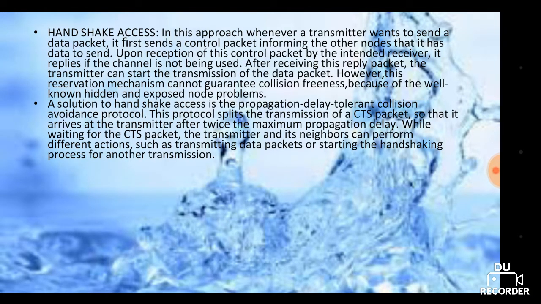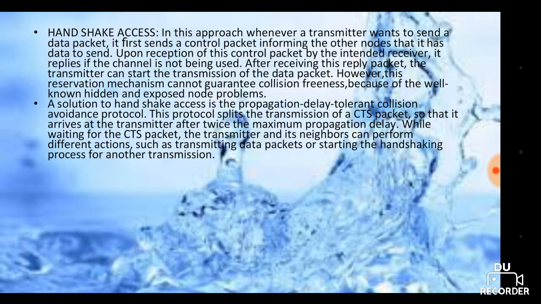Handshake access. In this approach, whenever a transmitter wants to send a data packet, it first sends a control packet informing the other nodes that it has data to send. Upon reception of this control packet by the intended receiver, it replies if the channel is not being used. After receiving this reply packet, the transmitter can start the transmission of the data packet. However, this reservation mechanism cannot guarantee collision freeness because of the well-known hidden and exposed node problems.